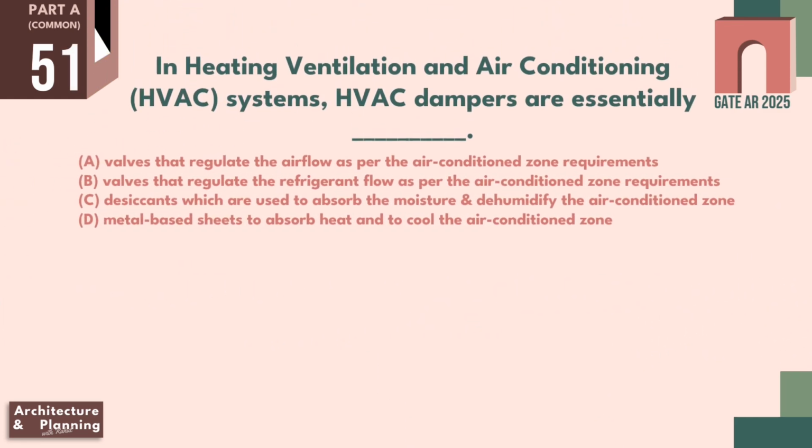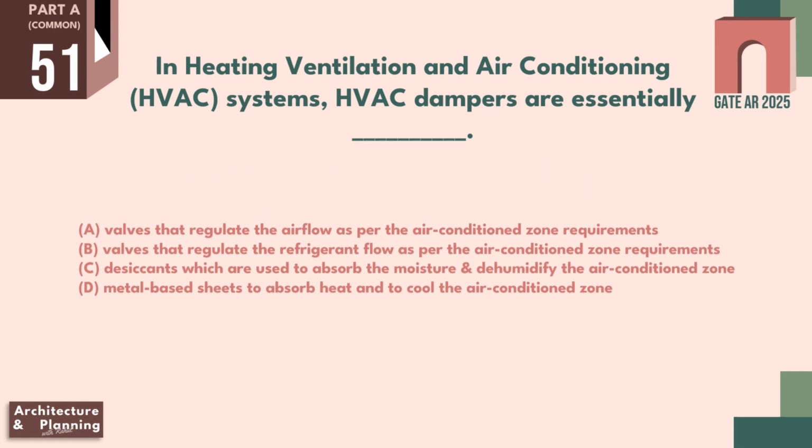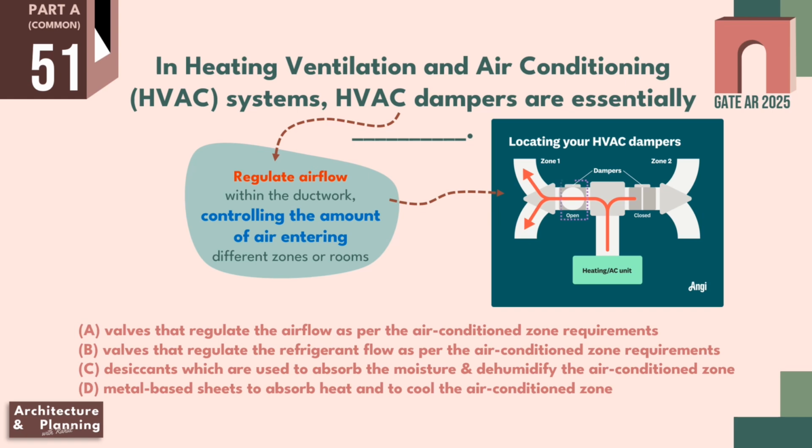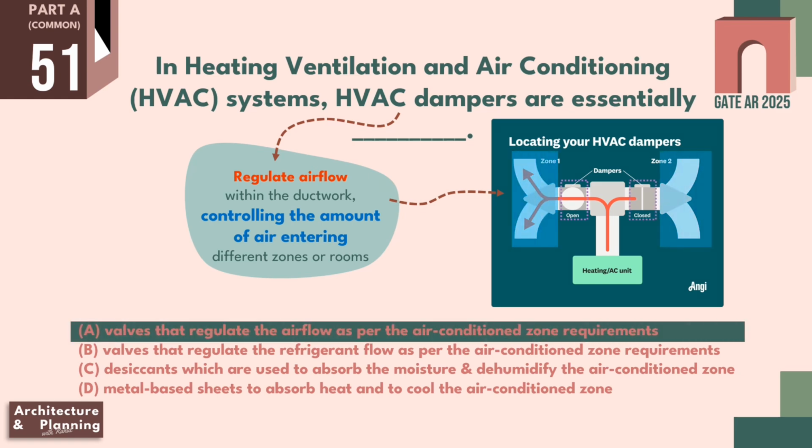In heating, ventilation and air conditioning system, that is HVAC, dampers are essentially used for. So HVAC dampers regulate airflow within a duct and control the amount of air entering different rooms and zones. Let's see a diagram of HVAC system. On the left and the right, you can see two zones. Dampers are installed between the AC unit and a room. Multiple rooms will have multiple dampers and each damper controls the airflow of a room. Therefore, the correct answer is option A, valves that regulate the airflow as per the room requirement.